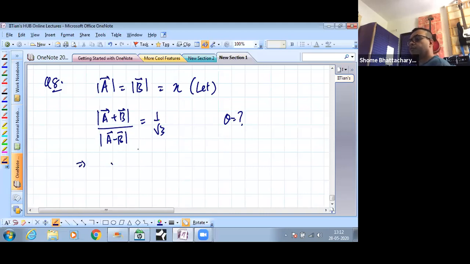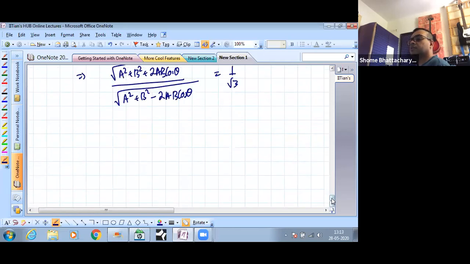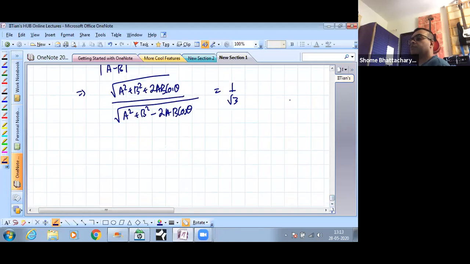So root of A square plus B square plus 2AB cos theta upon same thing but with minus AB cos theta is equal to 1 by root 3. Now square both the sides and substitute mod A and mod B as x. So put A and B both as x each and square both sides.